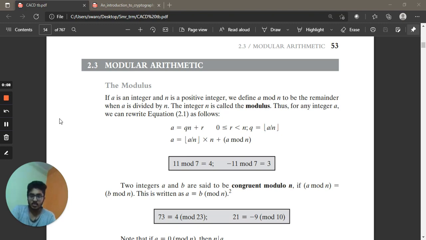Firstly, we discuss modulus. What is modulus? Let a be any integer and n be a positive integer. Then we define a mod n as the remainder when a is divided by n. The integer n is called the modulus. Let a equal 11 and n equal 7. Then 11 mod 7 equals 4.